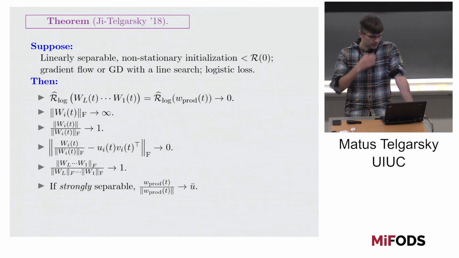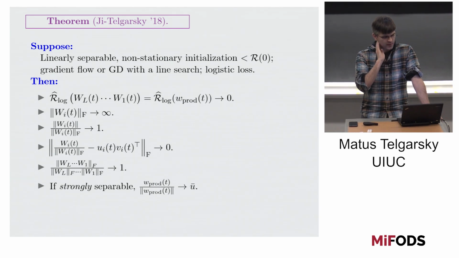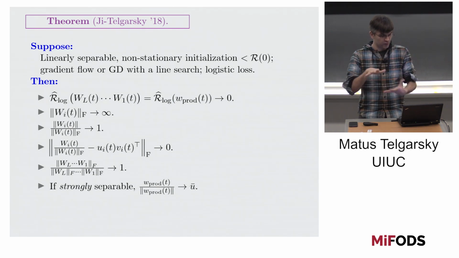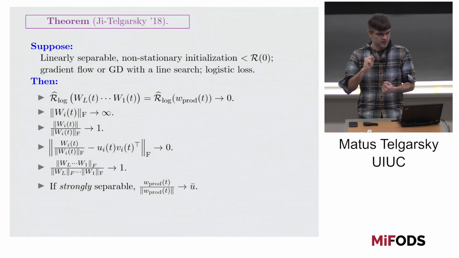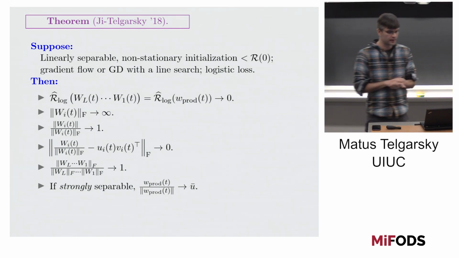And these have all kind of appeared in the last couple slides. The first one is that the risk does go to 0. The Frobenius norm of all layers goes to infinity. The spectral norms go to 1. The matrices are asymptotically rank 1. So the U_i, V_i are the top left and right singular vectors for those layers. The product of the Frobenius norms matches the Frobenius norm of the product, and that's because of this alignment property.